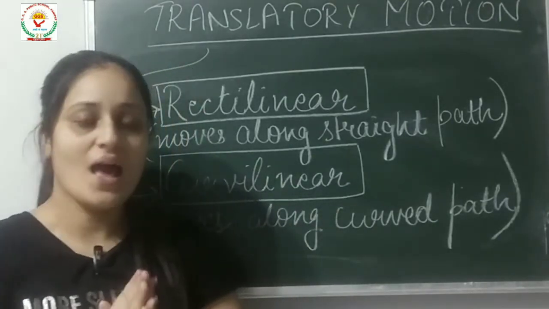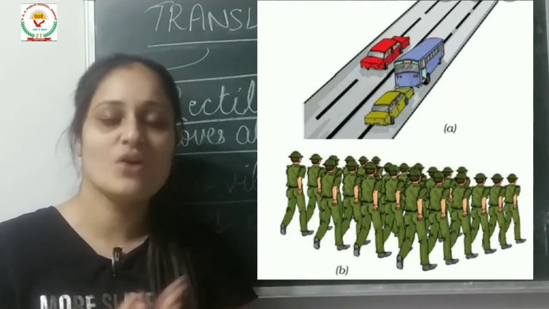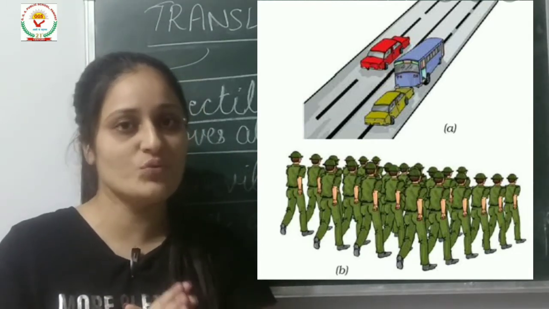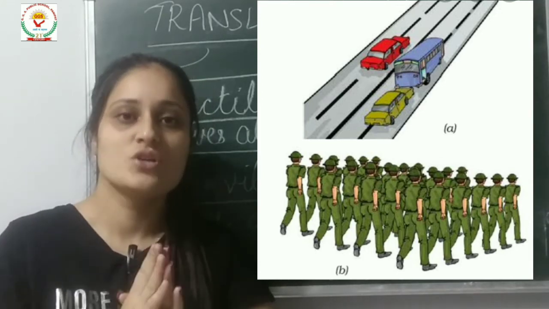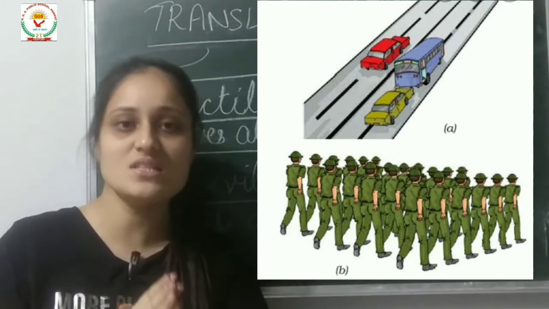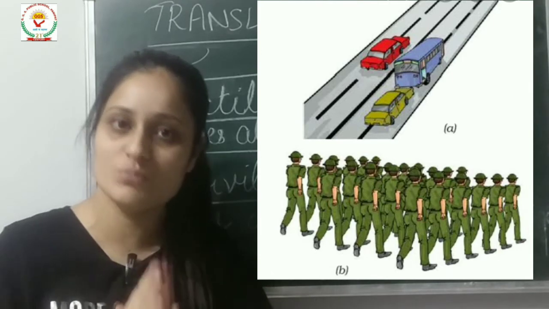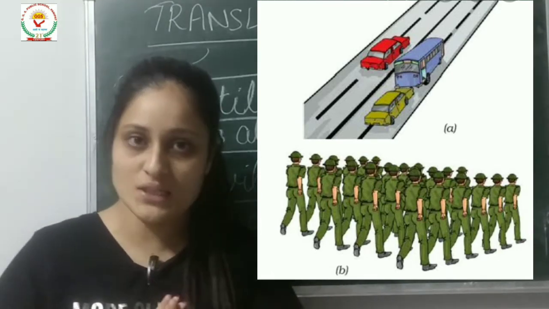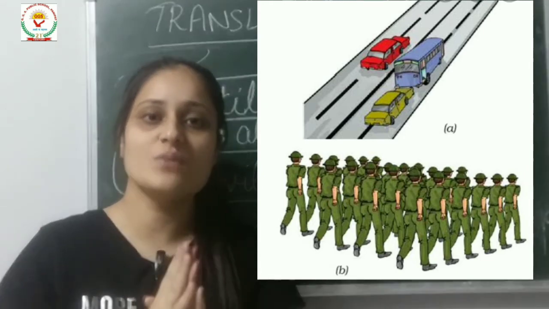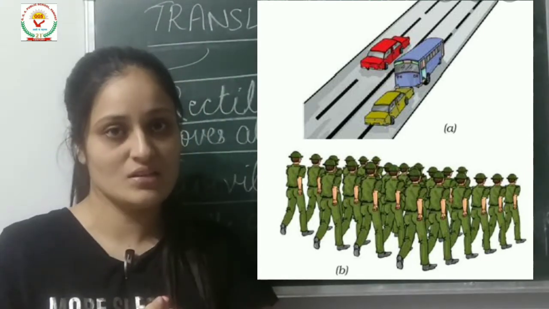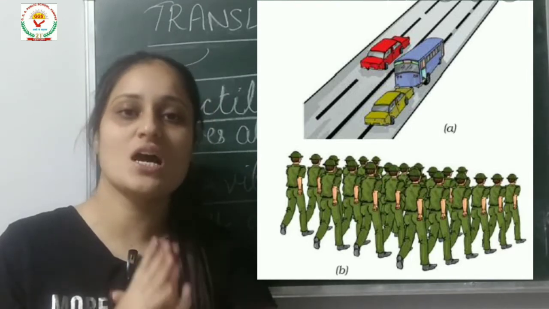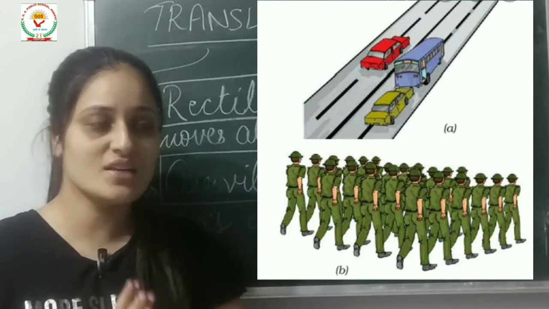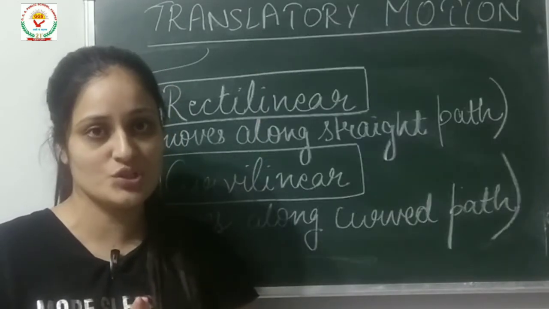For example, as you can see in the given image, figure A represents that cars and buses are moving along a straight path. So these cars and buses are in rectilinear motion. Similarly, as you can see in figure B, soldiers are moving in a straight path. So these soldiers are also in rectilinear motion. These are the examples of rectilinear motion.